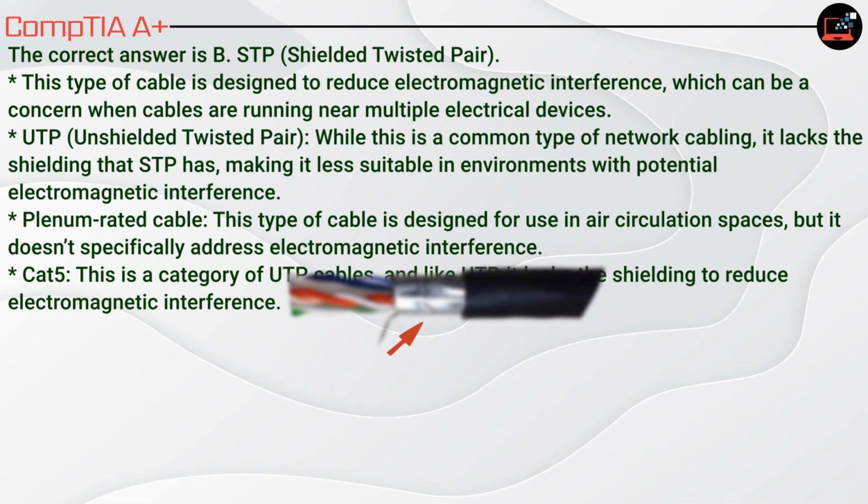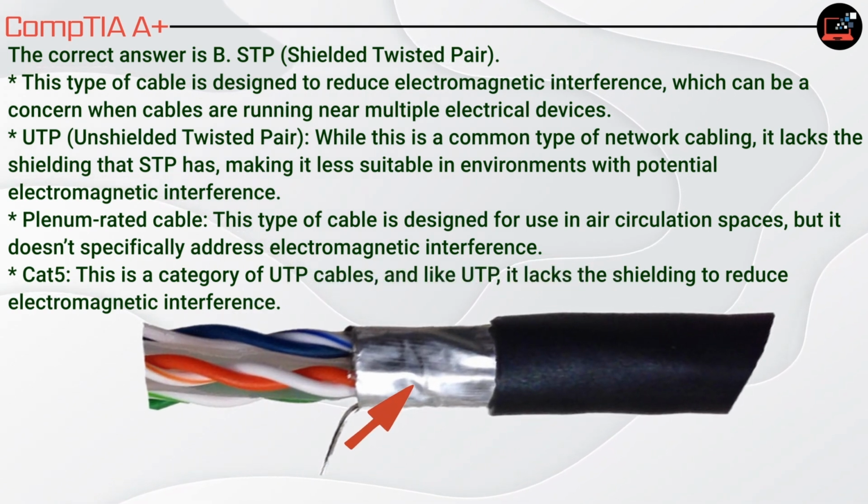The correct answer is B. STP, shielded twisted pair. This type of cable is designed to reduce electromagnetic interference, which can be a concern when cables are running near multiple electrical devices.